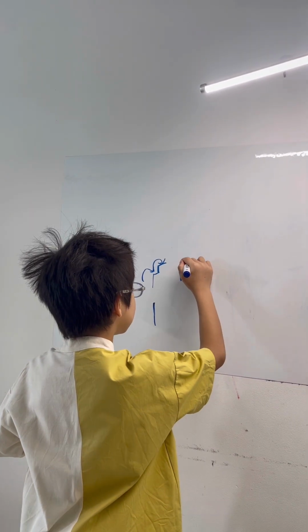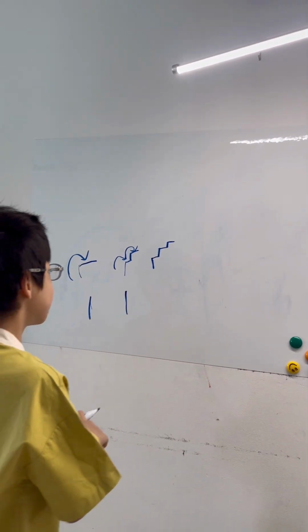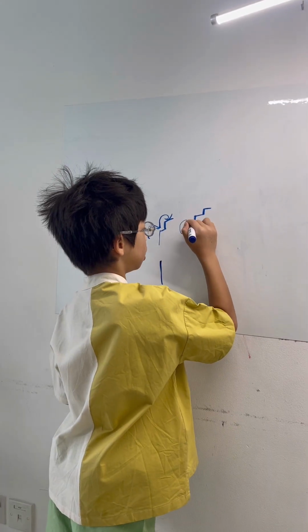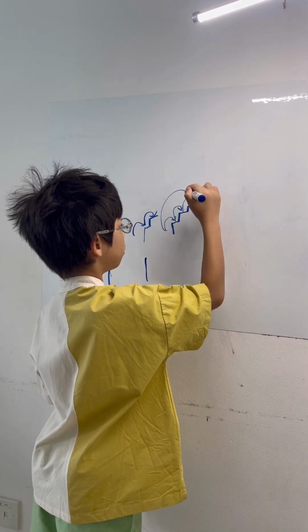And then if it's 3 steps, then he can do it 2 ways. He can either do this or a big jump.